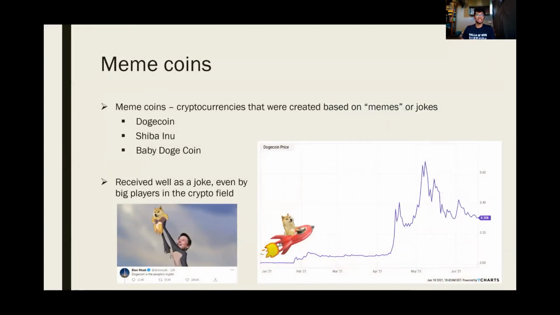We'll now go on to discuss meme coins briefly. So meme coins, as I'm sure many of you will be familiar with, are cryptocurrencies that are created based on memes or jokes. Some of the most prominent ones would be Dogecoin, Shiba Inu, Baby Dogecoin, or even HODL coin. Many of these meme coins saw a meteoric rise at the start of the year, and they were well received as a joke, even by big players in the crypto field who actually came forth to back these cryptocurrencies.